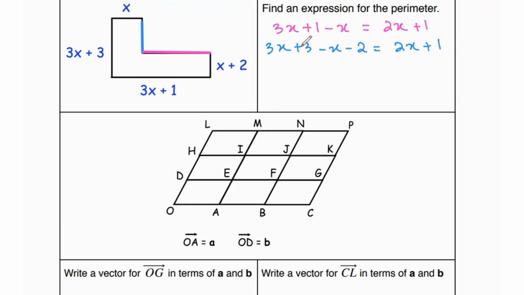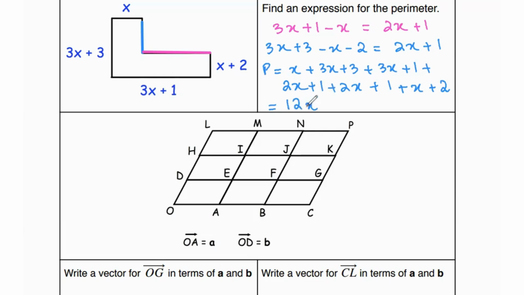Now we add these lengths to the given lengths to find the perimeter. x plus 3x plus 3 plus 3x plus 1 plus 2x plus 1 plus 2x plus 1 and x plus 2. So that's going to give us 12x plus 8.